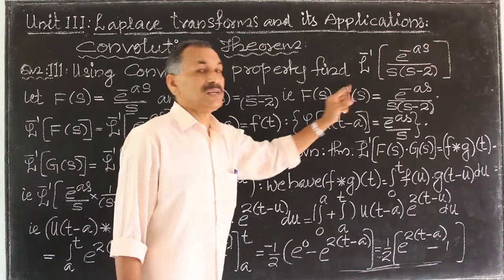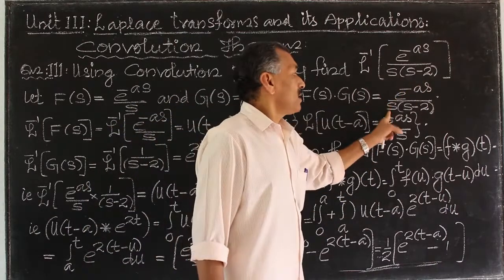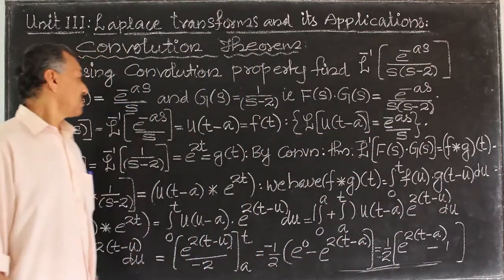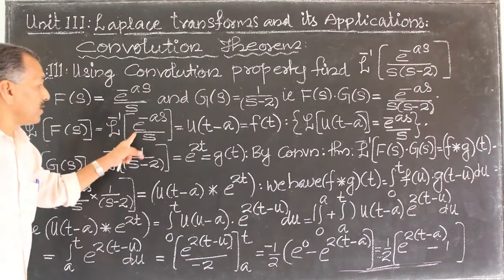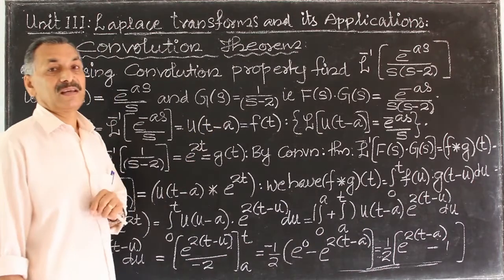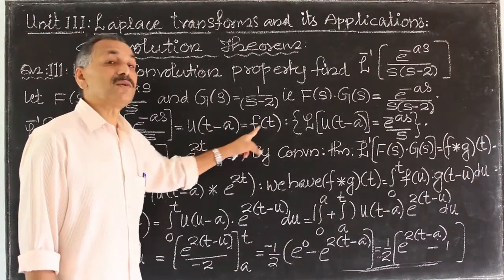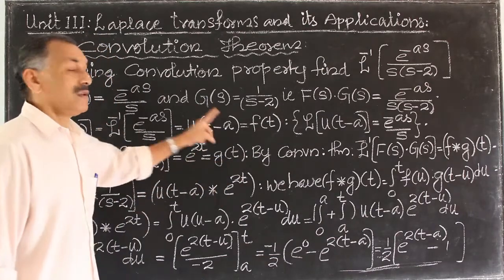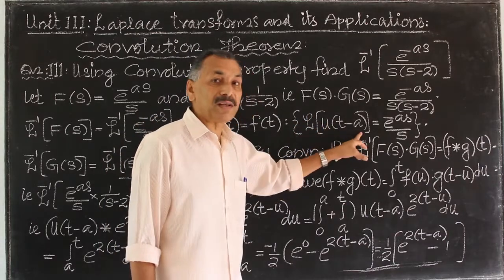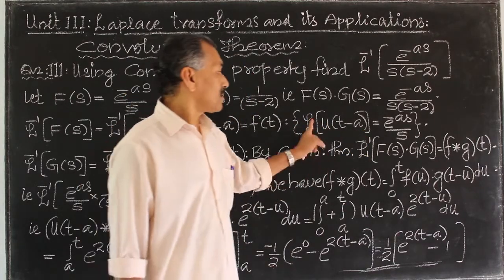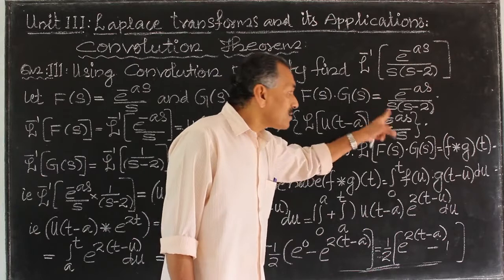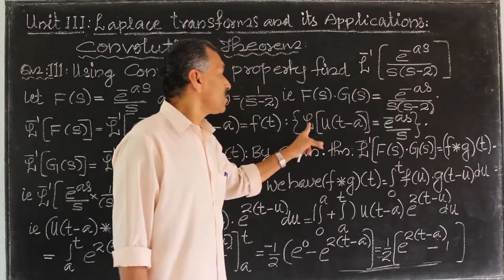That is, f of s into g of s is equal to e raised to minus as by s into s minus 2. What is L inverse of F of s? L inverse of F of s is equal to L inverse of e raised to minus as by s, equal to u of t minus a, the unit step function. That is f of t, capital F inverse is small f. The Laplace transform of u of t minus a, we already did it, is e raised to minus as by s. Or Laplace inverse of e raised to minus as by s is equal to u of t minus a.